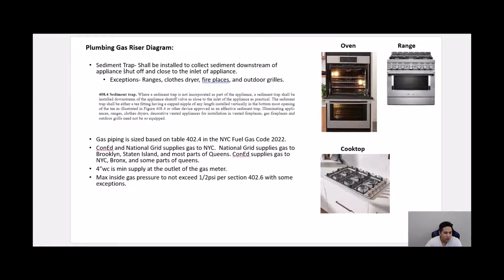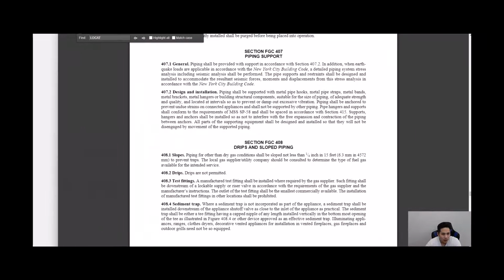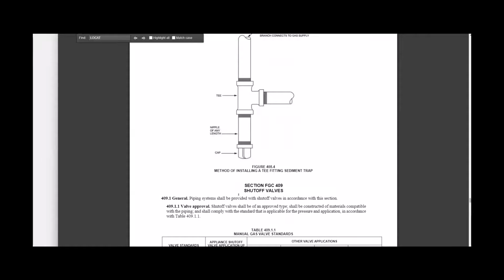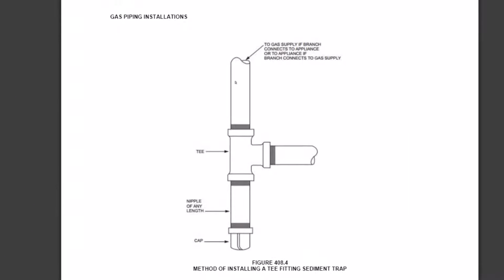Alright, so a sediment trap shall be installed to collect sediment downstream of the appliance shutoff and close to the inlet of the appliance. Some of the exceptions are ranges, clothes dryers, fireplaces, and outdoor grills. And this is the code section, 408.4 of the New York City Fuel Gas Code, which is right here, 408.4, this section right here. So if the gas is coming down this way to the appliance, the shutoff valve will be right around here.